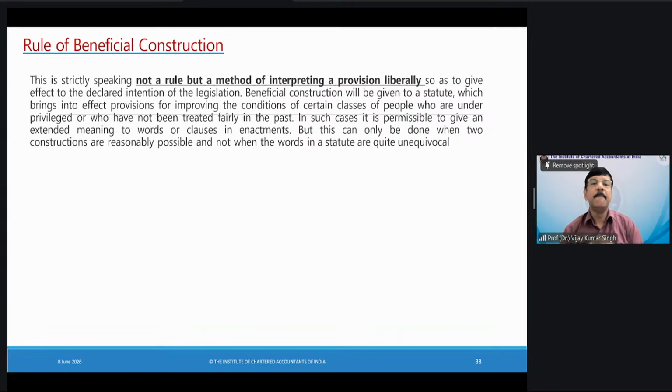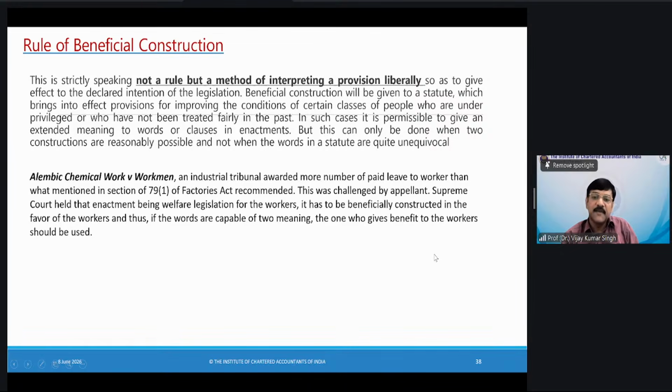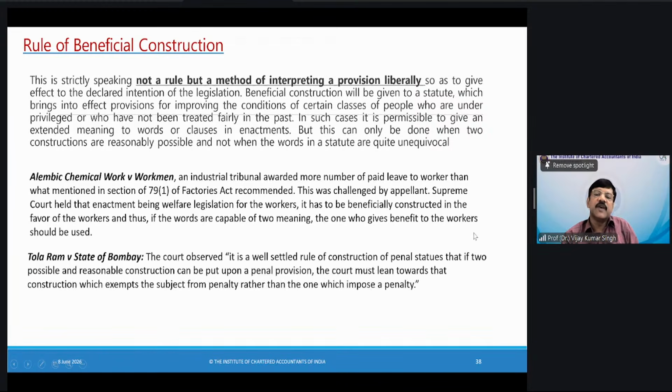Then there is the rule of beneficial construction. The rule of beneficial construction is actually not a specific rule, but a method of interpretation. As I told you, there are certain beneficial legislations or beneficial statutes. A beneficial construction is given when that particular law is trying to protect or give benefit to a particular class of people, like, for example, women, workmen or poor people. That is where the rule of beneficial construction comes.